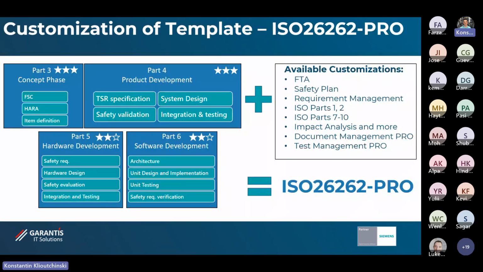If we go to the next step, in the Pro version of the template, we have all the same functionality, but also there are safety plan and requirement management in a much improved version. There are impact analysis, documentation management in an advanced version, and also quality assurance and test management plugins available.